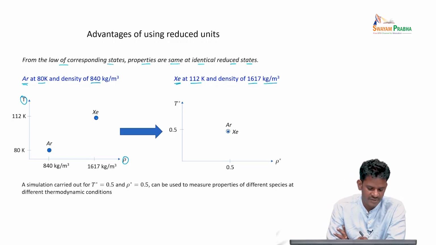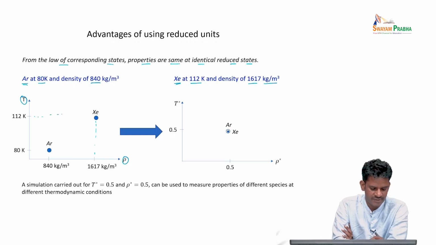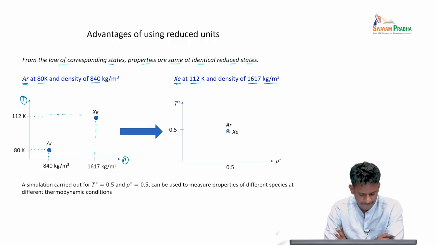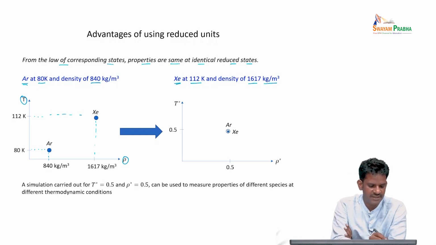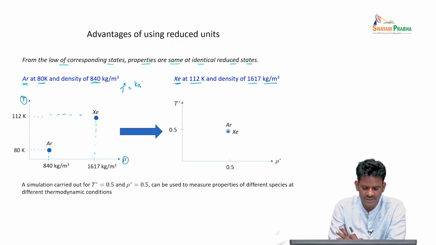Okay, so the xenon exists at this particular density and this particular temperature, whereas argon exists at this particular temperature and this particular density. However, if I normalize the temperature and the density using the expression T star is equal to kBT by epsilon and density rho star as rho times sigma cube. So the values of epsilon and sigma are different for argon and xenon. So if I take this 80 Kelvin here and then take the respective epsilon for argon and multiply with kB, I will get this to be 0.5.